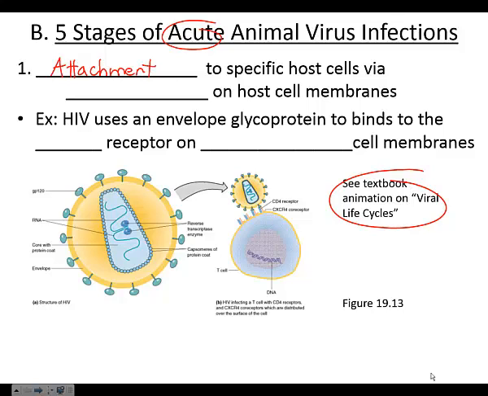The first step is always attachment to specific host cells. This is the step which limits which types of cells viruses can infect. In order to attach to a cell, the cell has to have the correct specific receptor on its membrane. For example, the HIV virus uses a glycoprotein found on its envelope to bind to the CD4 receptor that's found on T helper cells. Once the virus attaches to the appropriate host cell, it can then initiate the next stages of infection.